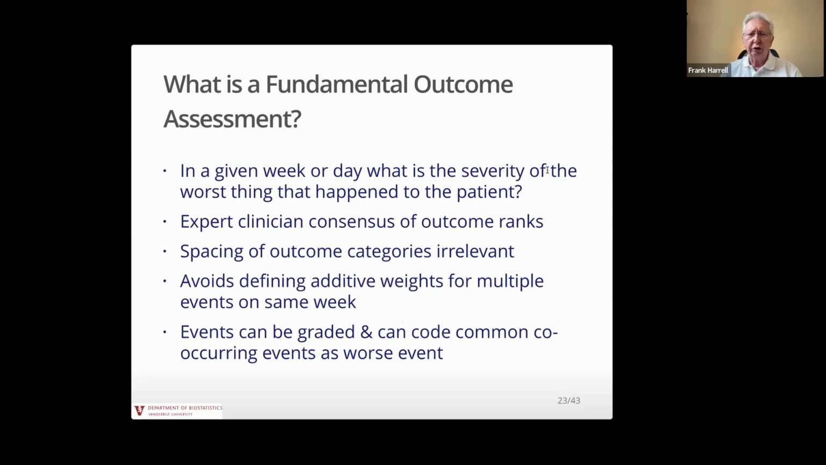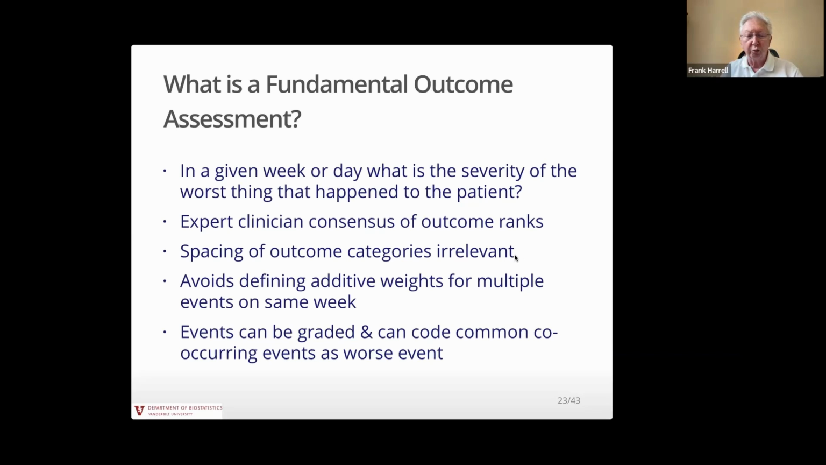So think about this as a fundamental piece of information that you should be analyzing. If you have expert consensus where you can show that on a given day, people are good at ranking the severity of the outcomes, we'll rank a hospitalization not as bad as a heart attack and maybe that not as bad as a stroke. You just need a consensus on which outcome is worse than which other outcome to be able to do this. The spacing of the outcome categories is completely irrelevant.